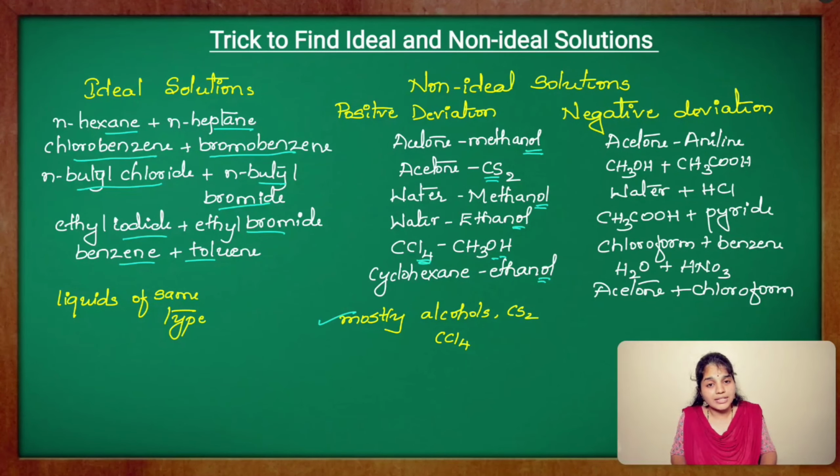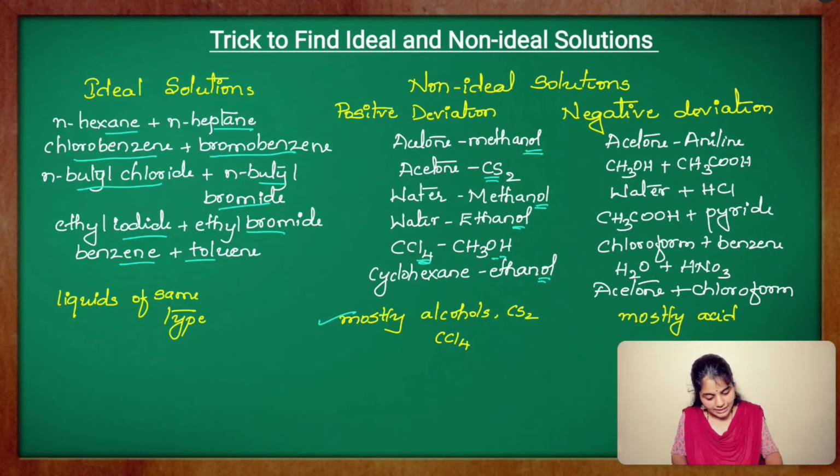Now looking into the examples of negative deviation. So they are mostly acids. When in the two liquids A and B, if any one is acid, then usually they exhibit negative deviation from the Raoult's law. So they are non-ideal solutions which is showing negative deviation.